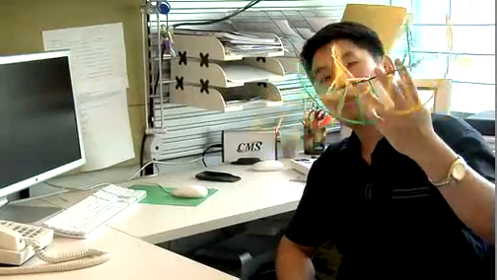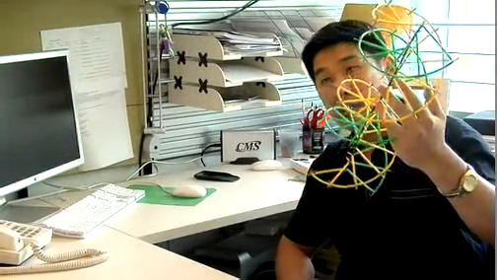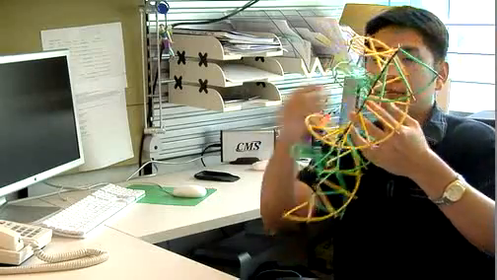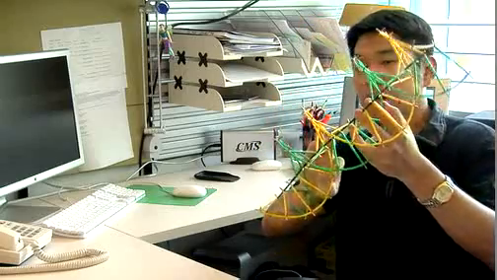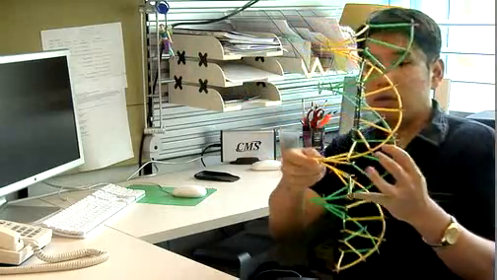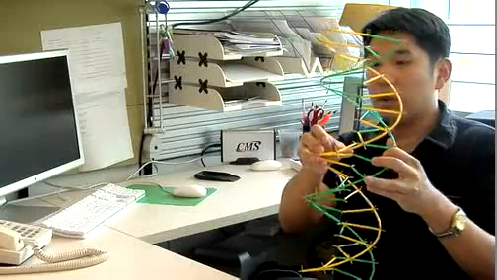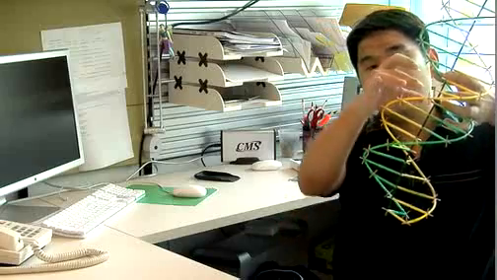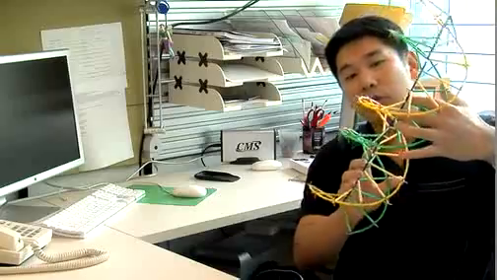This is a very simple model of DNA, and DNA is a double helix structure which contains two phosphate backbones running antiparallel to each other. These two backbones are joined together through the DNA base pairing. So imagine this is the A, this is the T, and a G and C. They base pair to form a double helical structure.